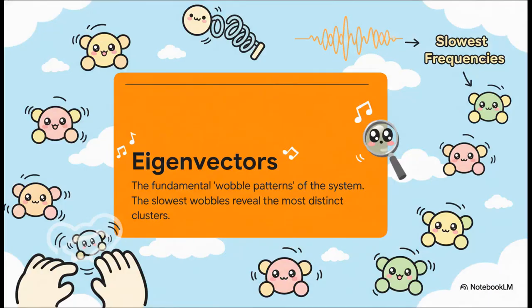Okay, so you have this whole system of masses and springs. What if you gave it a little shake? It would start to vibrate, right? But it wouldn't just vibrate randomly. It would move in these very specific, natural wobble patterns. The fancy term for these patterns is eigenvectors. And here's the absolute key insight. The slowest wobbles, the really low-frequency vibrations, are the ones that reveal the weakest spots in the whole network. You'll see the loosely connected groups naturally pull apart and wobble against the more tightly packed clusters. That's where we find our groups.